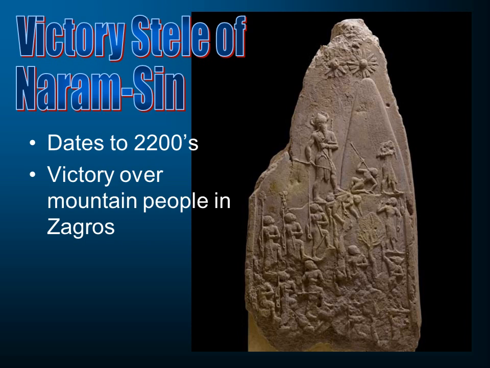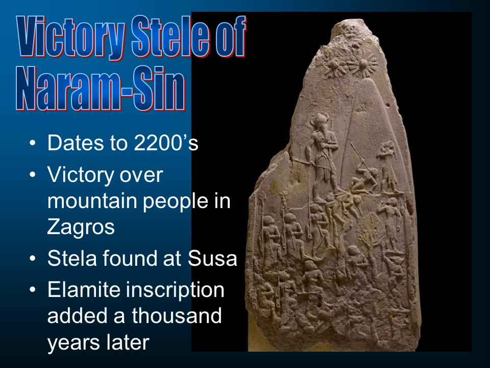Normally, remember, when you are in Mesopotamia, there are no mountains around. It's all flat. And so he's invading into the mountains, fighting against mountain people who have threatened his reign. And the stela was actually found at Susa, where it had been relocated. An Elamite inscription had been added 1,000 years later, as if to say, well, look, we finally got back at you. It was our turn now. But it originally commemorates his victory.